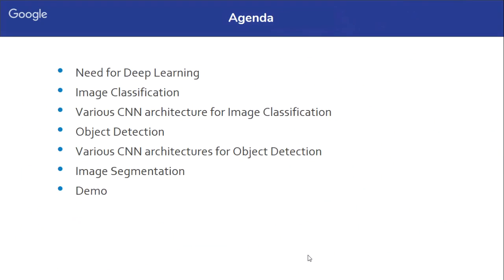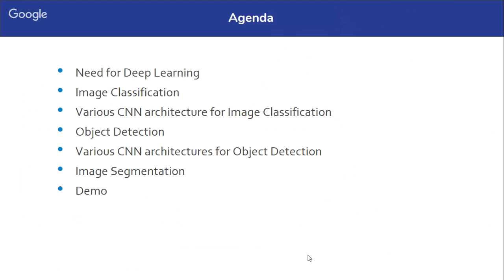So this is the agenda of my talk today. What is the need for deep learning, what is image classification, and various CNN architectures for image classification. Then what is object detection, and again various CNN architectures and techniques for object detection. And finally, I'll be concluding with image segmentation techniques. And I have two demos.